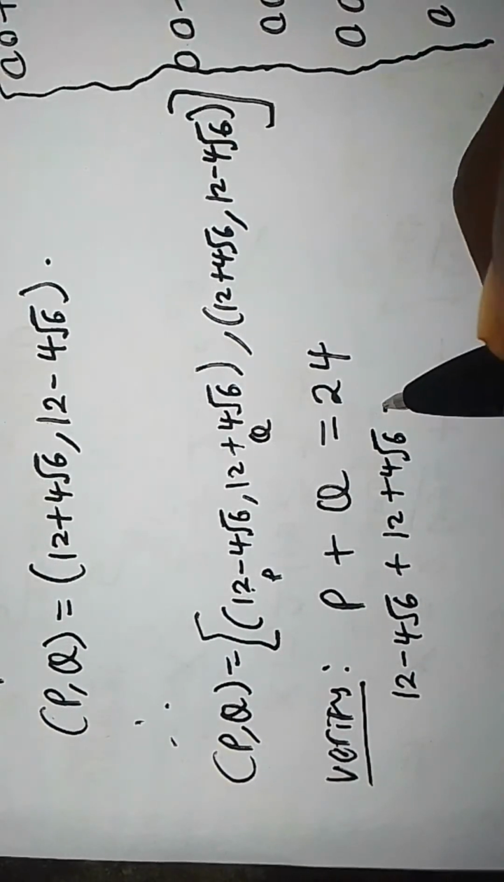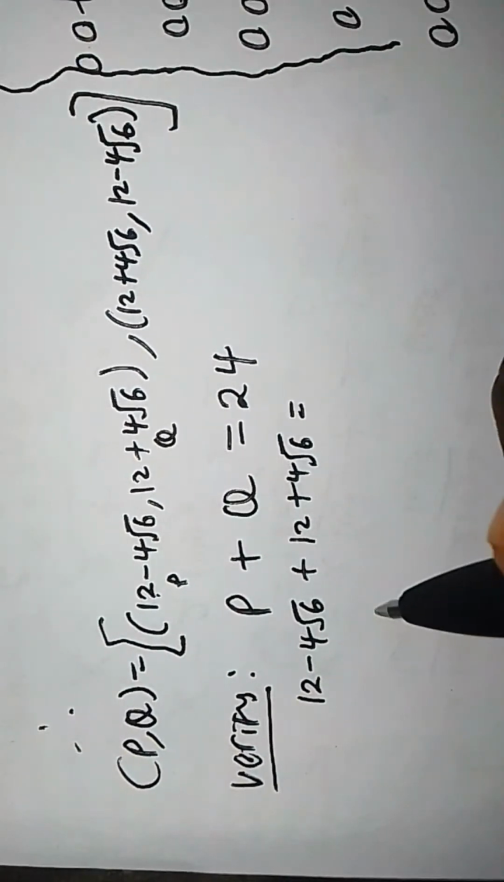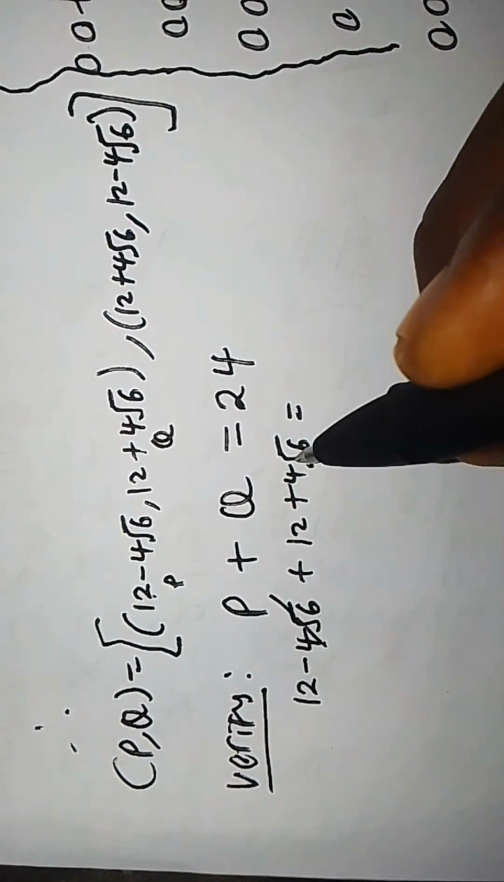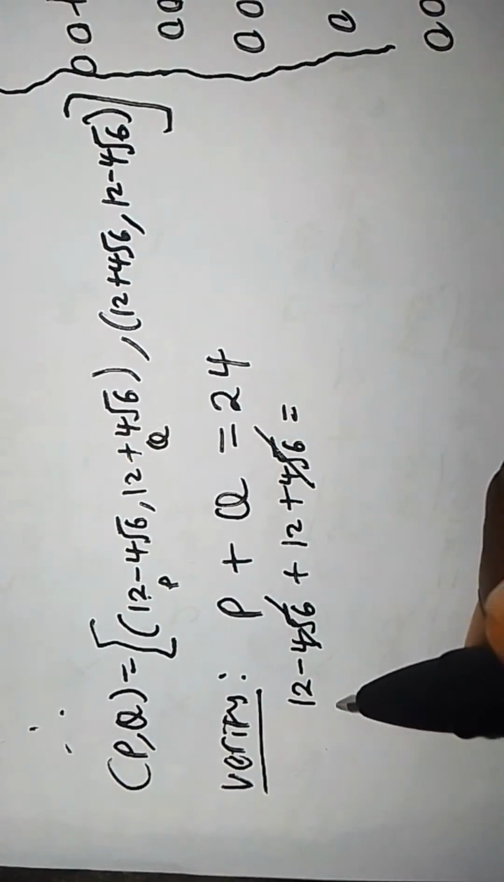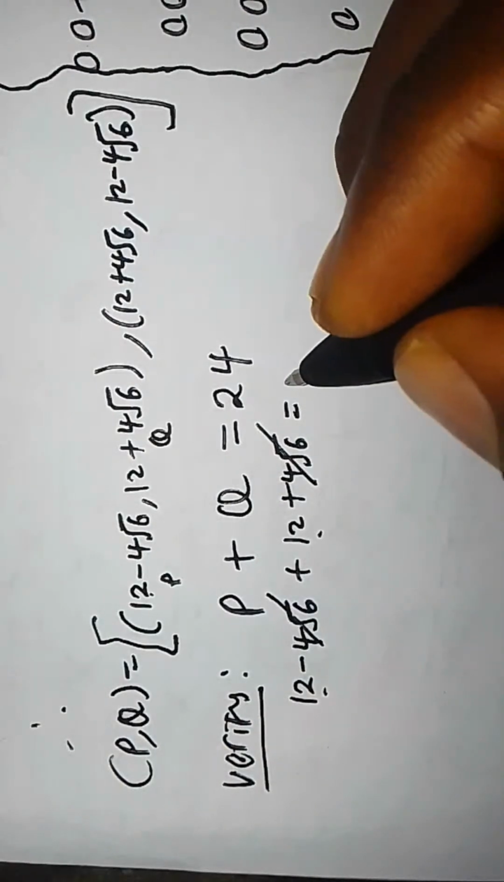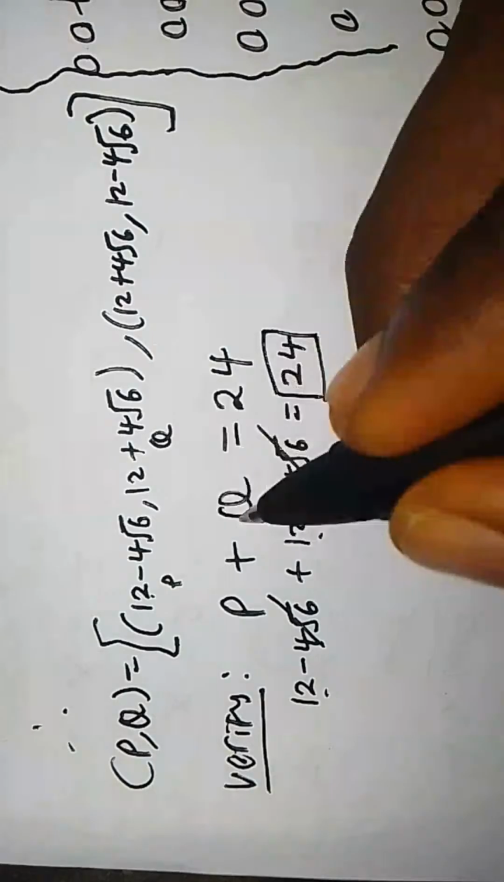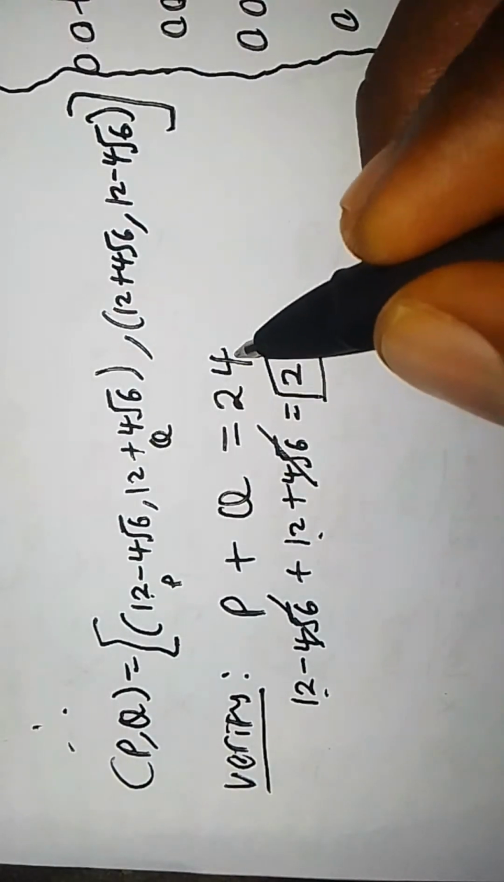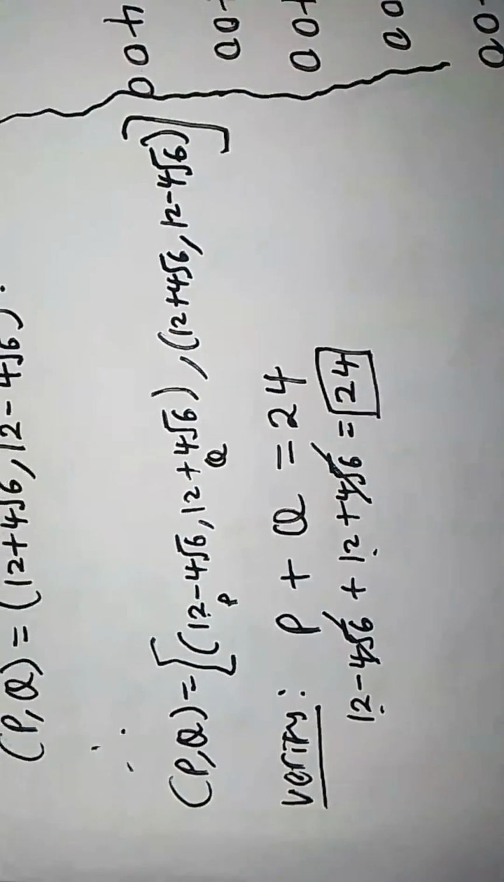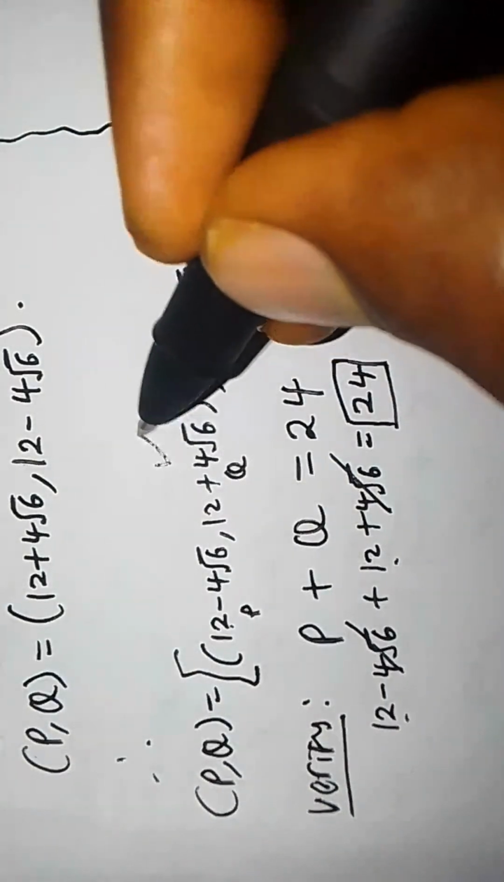root 6, equal to, clearly, minus 4 root 6 plus 4 root 6, that is 0. 12 plus 12, that is 24. This is the same thing as what we have on the right hand side of this equation, 24. That means indeed the first solution is correct.